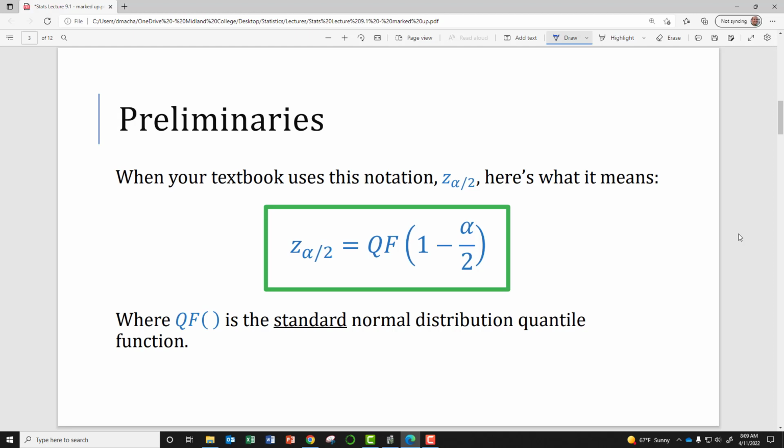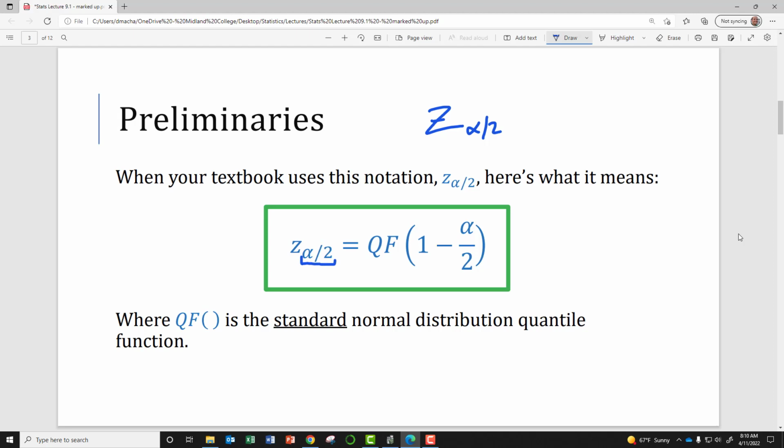Just to notice, whenever you see your textbook use this notation, so you see z with the little subscript alpha divided by 2, what that means is they want you to evaluate the quantile function, or QF for quantile function, and we're going to evaluate the quantile function at the point 1 minus alpha over 2. Notice alpha over 2 is what we're going to put into the subscript.